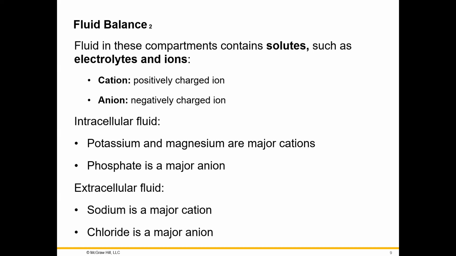Moving on to the extracellular fluid, which is again fluid outside of the cells, we find different major ions. Sodium is the predominant cation here, and it plays a crucial role in fluid balance, nerve function, and muscle contraction. And then chloride is the major anion, which helps maintain the body's acid-base balance, aids in fluid movement, and is essential for the production of stomach acid. Let's move on to the next slide.